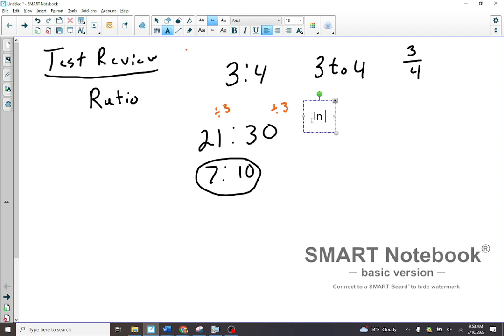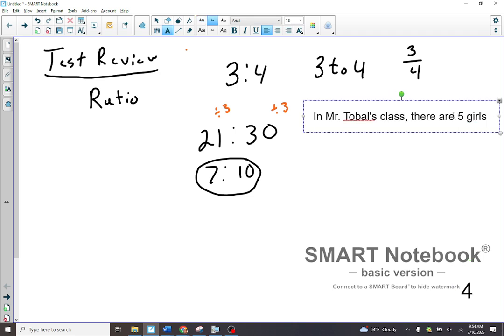In Mr. Tobel's class, what? No, that one doesn't work. Yeah, we need more to do this. Yeah, you sound a little down. There are 5 girls. Are we talking about the ratio, Mr. T? And yeah, 1, 2, 3, 4, 5, 6 boys. And 6 boys. Is that actually correct? You could count yourself.